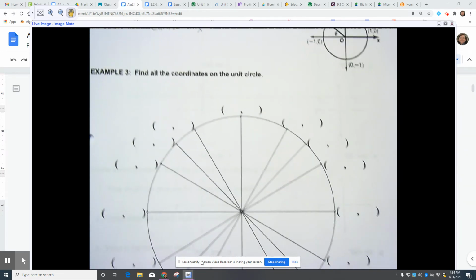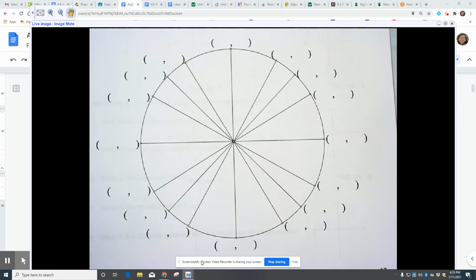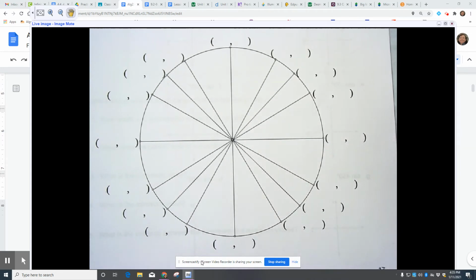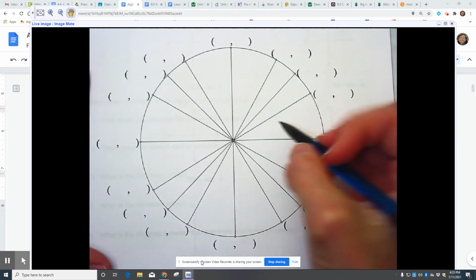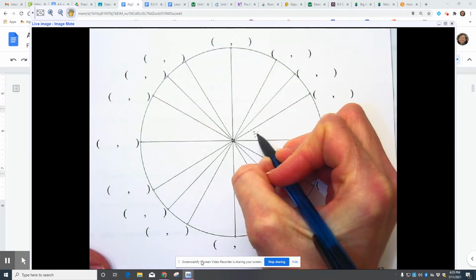So this is the unit circle. I am not going to show you how to fill this whole thing in this video because the video would be extremely long. But I'm going to show you where these values come from.